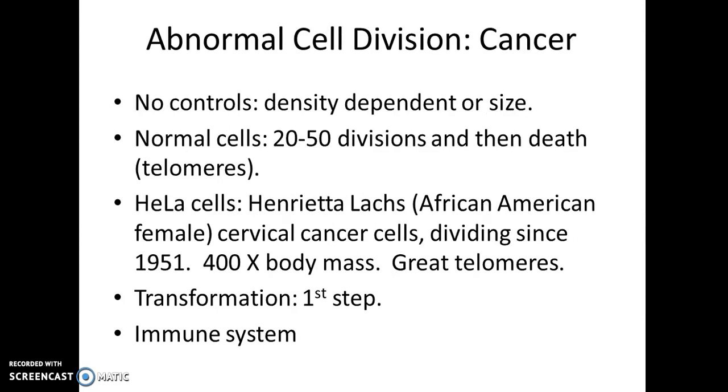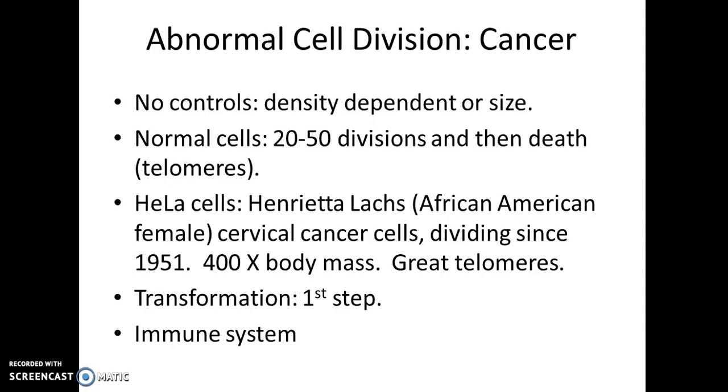Sometimes, though, we have abnormal cell division, which is also known as cancer. Cancer is characterized by no controls as far as cell division or the cell cycle goes. There is no density-dependent inhibition. They are not regulated by cell size. They continue to divide and divide and divide. Normal cells divide about 20 to 50 times, and then the cell dies because the telomeres are too short.